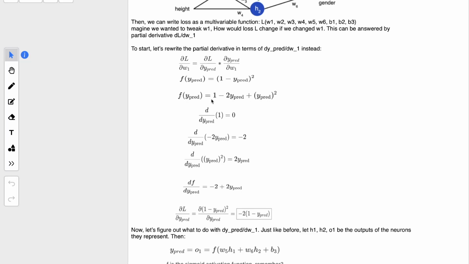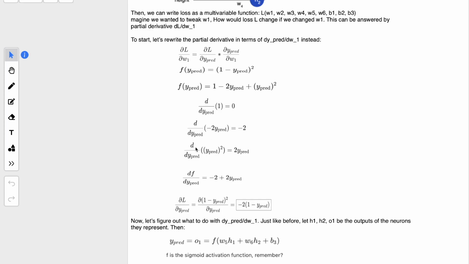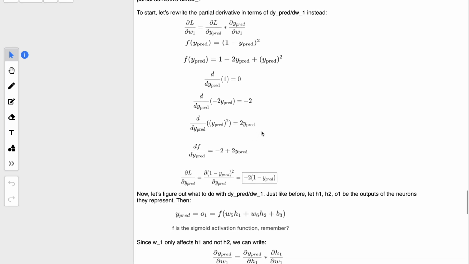Now if we calculate dL by dypred, it will be like taking partial derivatives of all these three terms independently, right? In derivations, if they are simple plus or minus, you just take the derivative of each term independently. As 1 is constant, it's simply 0. dL by dypred of 2 ypred is 2, minus 2 because it's a negative term. Similarly, dL by dypred of ypred square is 2 ypred. It's just the basic derivation. So we got our dL by dypred.